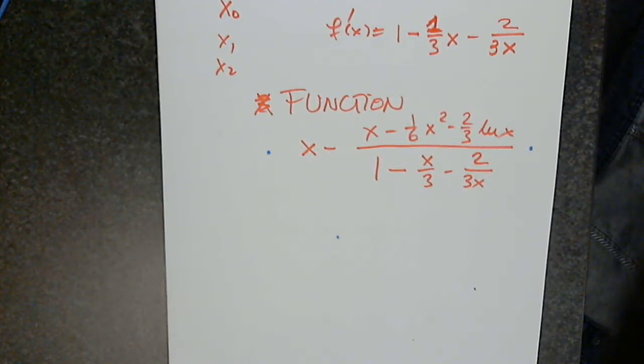Okay, so in y equals, we put in the function, which is x minus, in parentheses, 1 divided by 6 x squared minus 2 divided by 3 natural log x, divided by left parenthesis 1 minus x divided by 3, and then minus, be very careful here, 2 divided by in parentheses 3x, close the parenthesis.